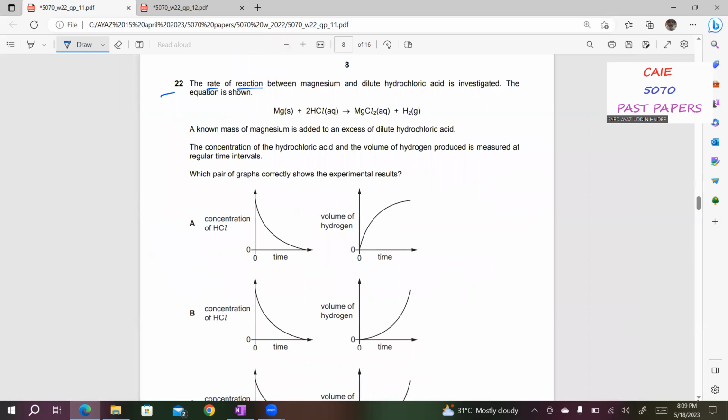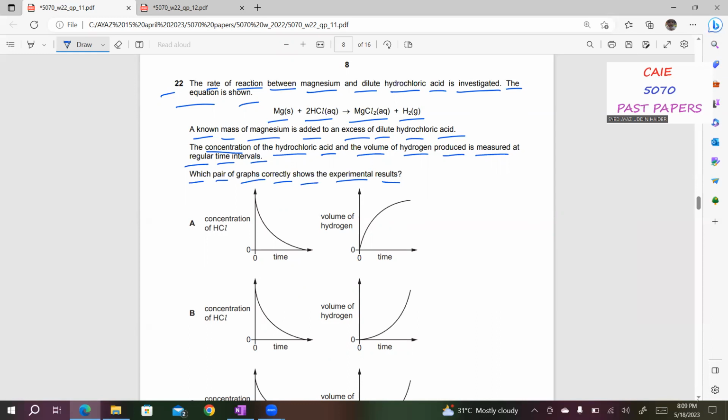The rate of reaction between magnesium and dilute hydrochloric acid is investigated. The equation is shown: Mg(s) + 2HCl(aq) gives MgCl2(aq) + H2(g). A known mass of magnesium is added to an excess of dilute hydrochloric acid. The concentration of the hydrochloric acid and the volume of hydrogen produced is measured at regular time intervals. Which pair of graphs correctly shows the experimental results?